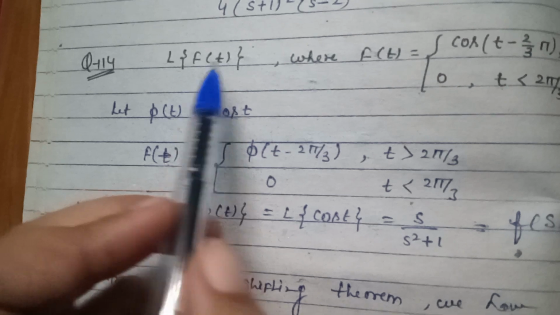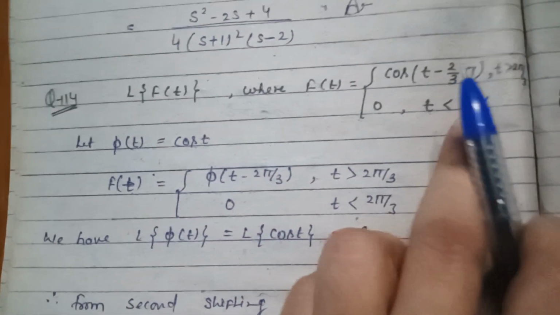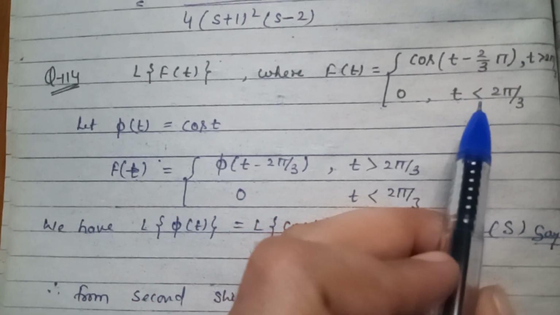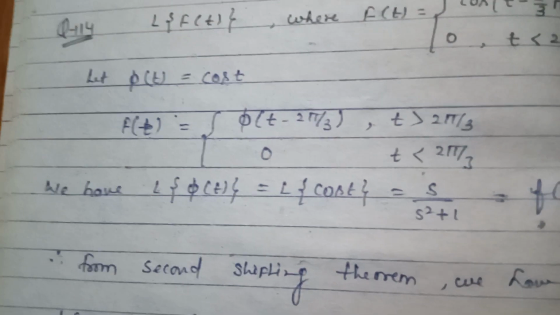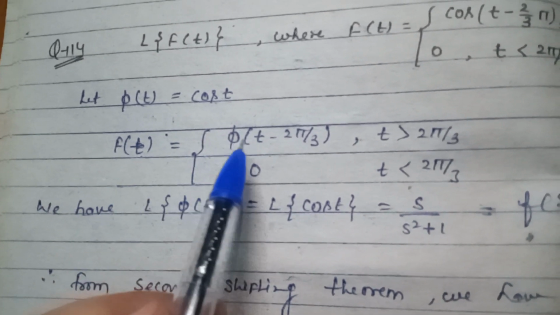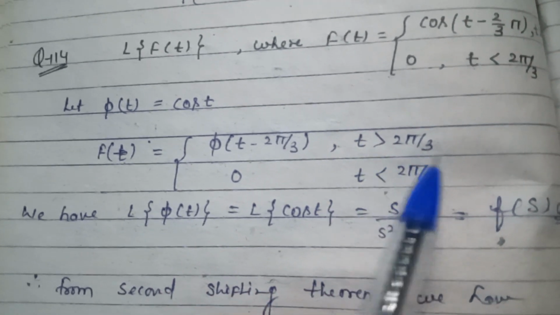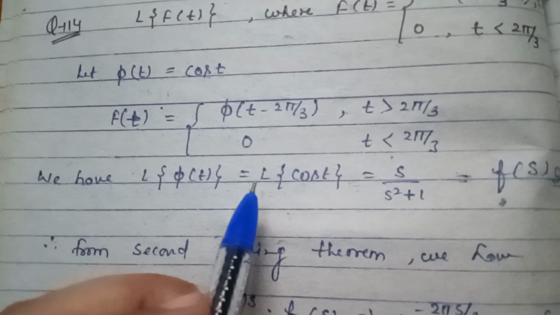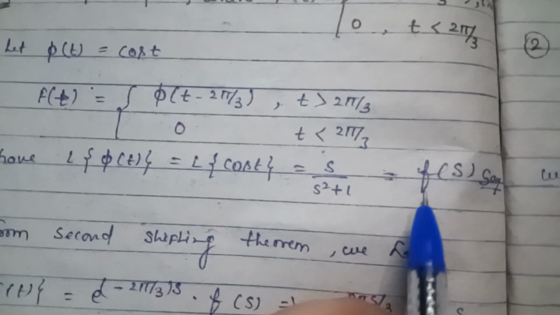Find Laplace f(t), where f(t) is equal to cos(t minus 2 pi by 3) when t is greater than 2 pi by 3 and 0 when t is less than 2 pi by 3. Let phi(t) is equal to cos t. So f(t) is equal to phi(t minus 2 pi by 3) when t is greater than 2 pi by 3 and 0 when t is less than 2 pi by 3. We have Laplace phi(t) is equal to Laplace cos t, which is equal to s by s square plus 1, which is equal to f(s).